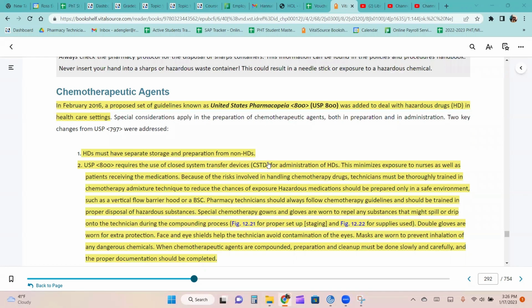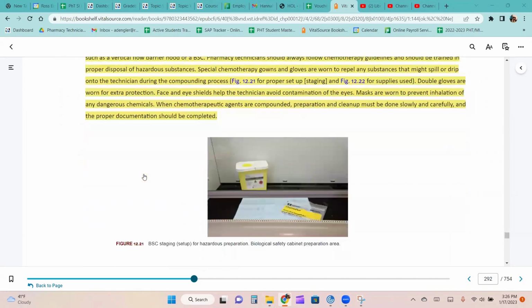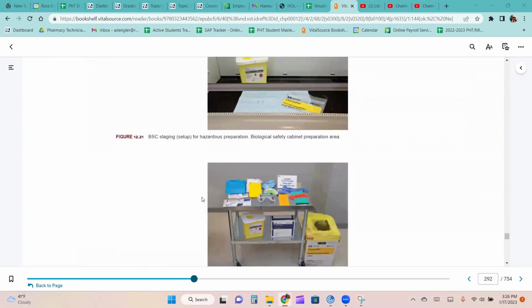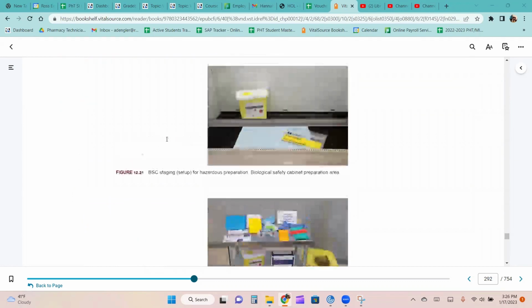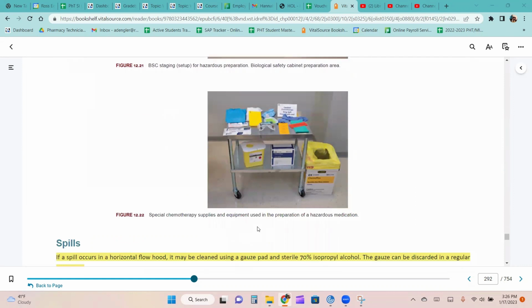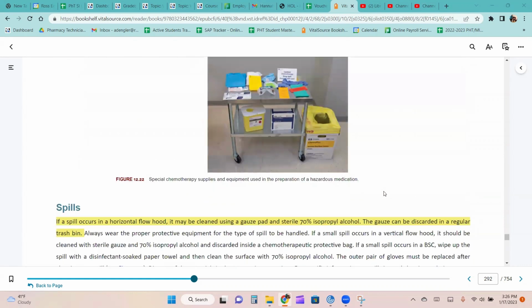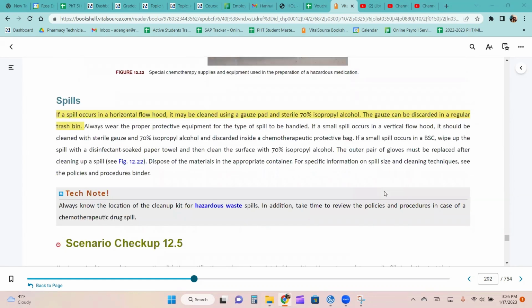When chemotherapeutic agents are compounded, preparation and cleanup must be done slowly and carefully, and the proper documentation should be completed. So here's the BSC staging and the special chemo supplies and equipment. If a spill occurs in the horizontal flow hood, it may be cleaned using a gauze pad and sterile 70% isopropyl alcohol. The gauze can be discarded in a regular trash bin.